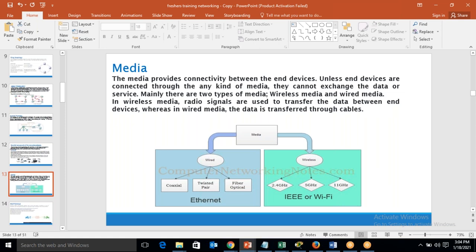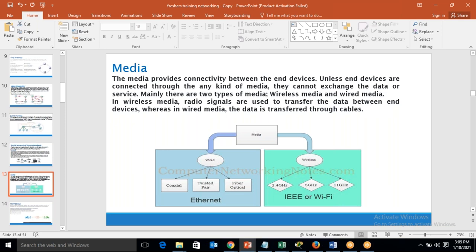Mainly, there are two types of media, that is wireless media and wired media. In wireless media, radio signals, that is radio waves, are used to transfer the data between the end devices. For example, we use Wi-Fi from a mobile phone. How can we use the data? We use the data through the radio waves. Whereas in wired media, data is transferred through cables.